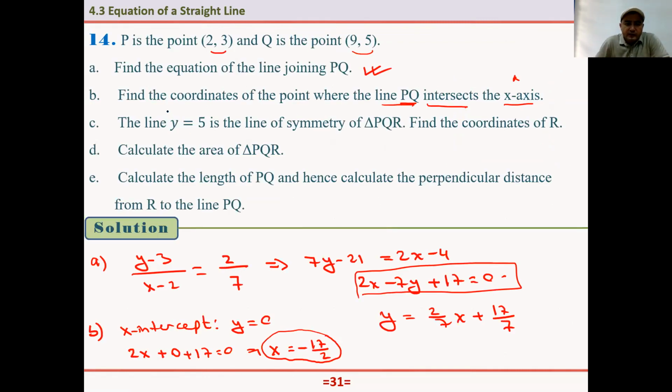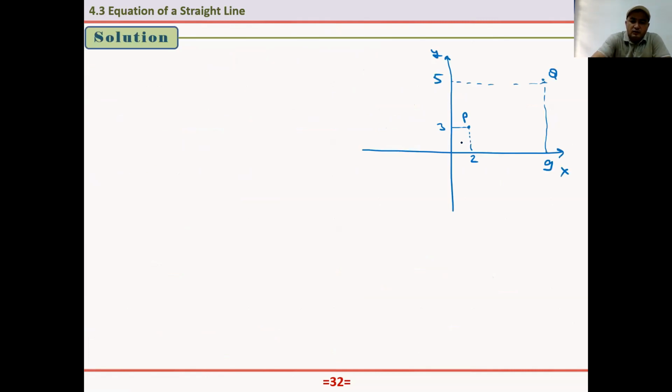And find the coordinates of the point where the line PQ intersects the x-axis. I wrote it down. y equals 5 is the line of symmetry of PQR. Find the coordinates of R. So y equals 5. What is y equals 5? y equals 5 is this equation, right? This line.